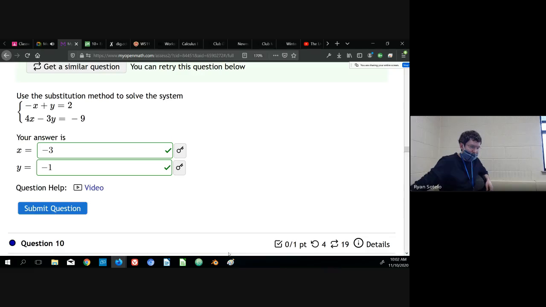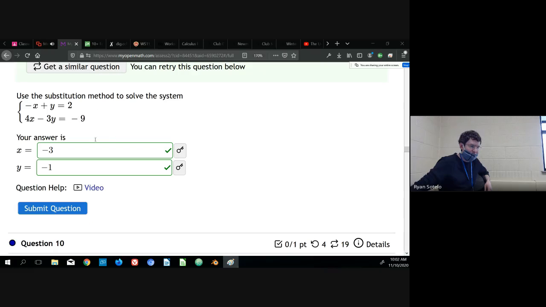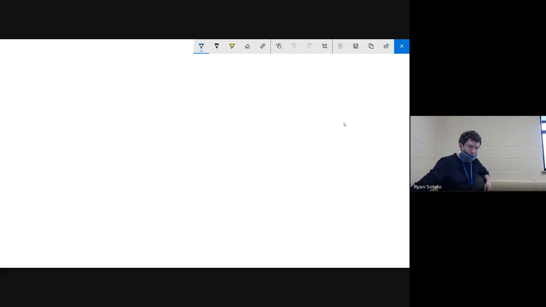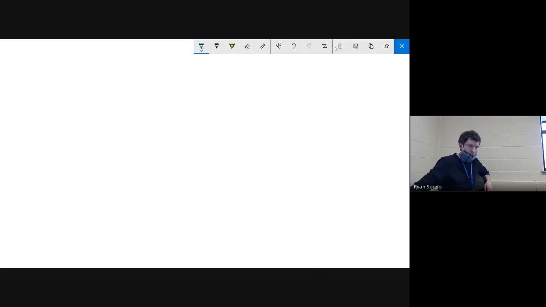That was one method. You could also use Cramer's rule for that, where you make the matrices. And you could also use substitution. I'll do a substitution example of the same thing. I'll rewrite that.